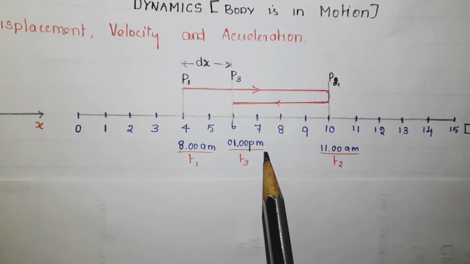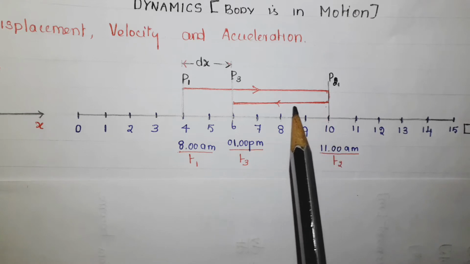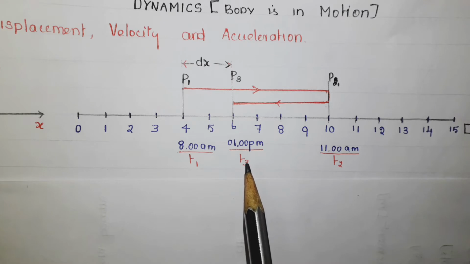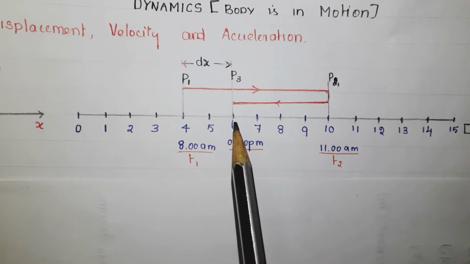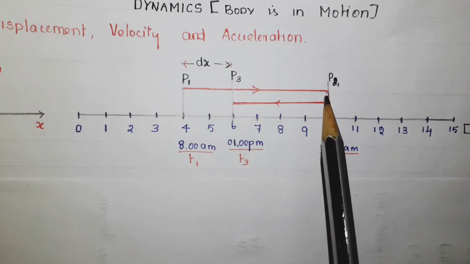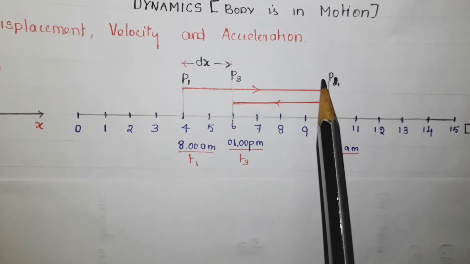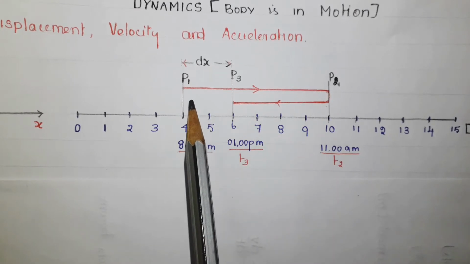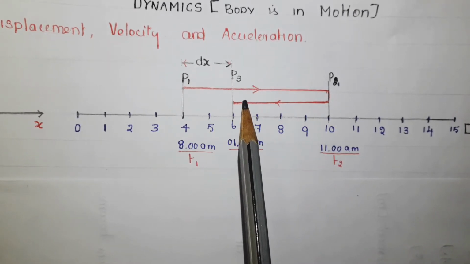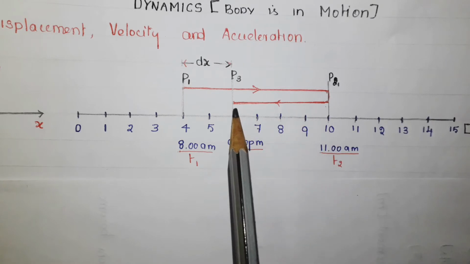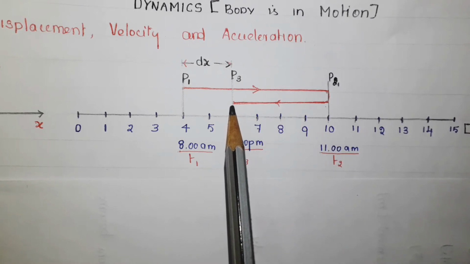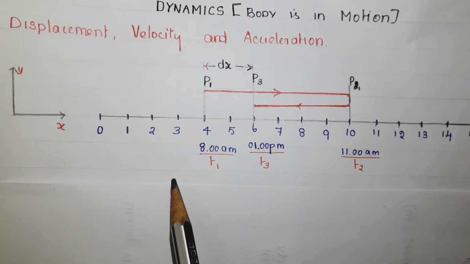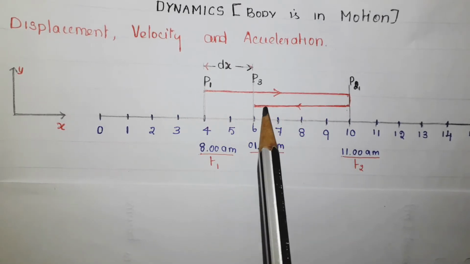After that, the particle moves back, and at 1 pm, that means time t3, the particle is at the 6th kilometer. So this is the motion of the particle. From p1 to p2 it moves in this direction, and from p2 to p3 it moves in the reverse direction. Now let us study the characteristics of the motion of this particle.